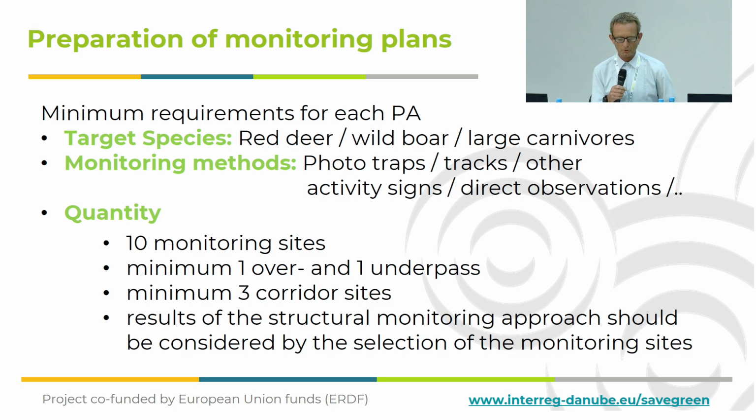The quantity of the monitoring, in minimum, was the decision to have 10 monitoring sites. In these monitoring sites, we have one to many camera traps. In minimum, there should be observation of one overpass and one underpass in the pilot area. In minimum, we decided to monitor 3 corridor sites. And the results of the structural monitoring of this GIS model should be considered in the selection of the monitoring sites.